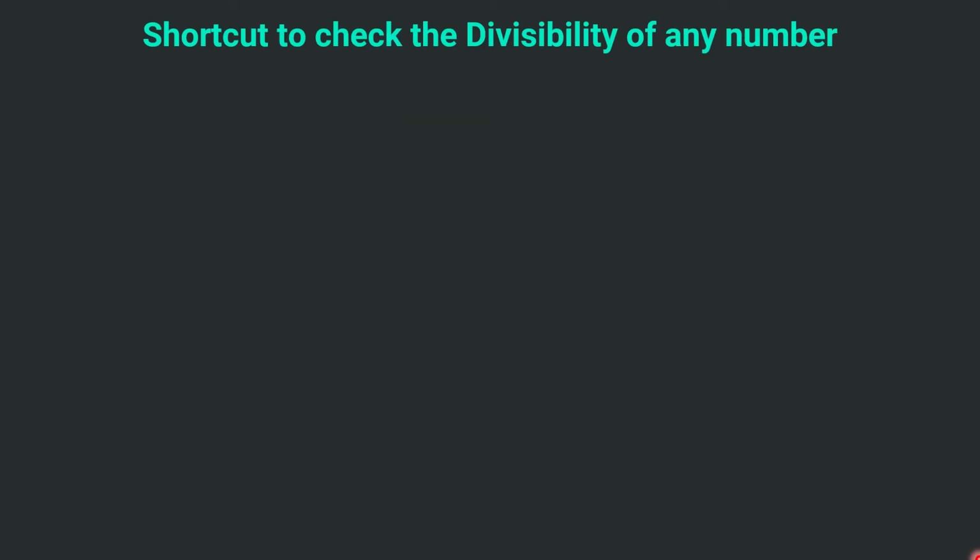Now this shortcut will enable you to check the divisibility of any number not by dividing them but just to check certain criteria for every divisibility. So let's start with the divisibility of 2. For the divisibility of 1, you already know that all of the numbers are divisible by 1. So we will start with the divisibility of 2.